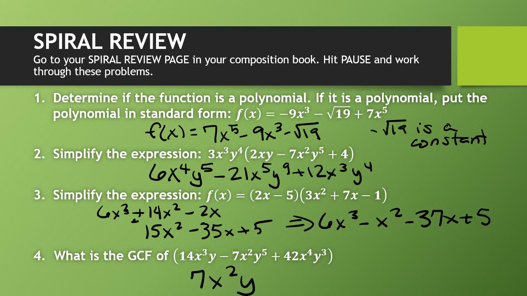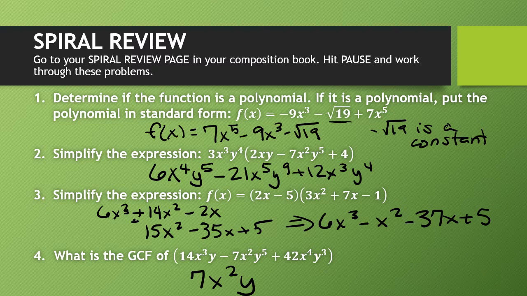Let's check your answers real fast. If you think about problem number 1, it is a polynomial. When you look at the square root of 19, the square root of 19 is a constant because there is no variable underneath the radical. Therefore, this is a polynomial to the 5th degree, and it is a trinomial because it has 3 terms.